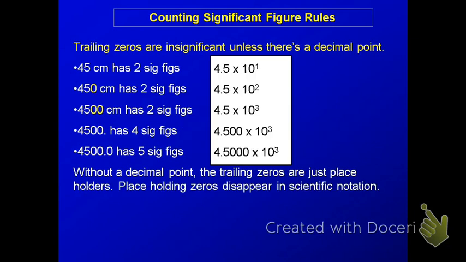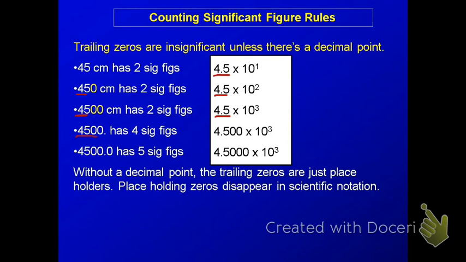Placeholding zeros disappear in scientific notation. So we've taken the previous values and rewritten them in scientific notation. We have two significant figures, so we're going to have two significant figures shown in the scientific notation. We have two significant figures here, two in the scientific notation. Two significant figures here, two in the scientific notation.